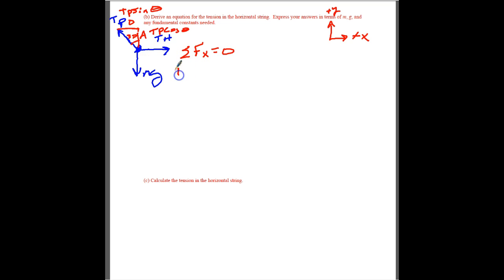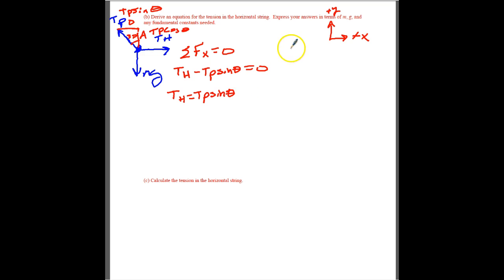Let's look at the sum of the forces in the x direction. We know those are 0. Going to the right, we have TH, that's the horizontal string. And then going to the left is not TP, remember, that's up to the left. It's TP sine of the angle. So minus TP times the sine of the angle, and that's equal to 0. So the tension in the horizontal string is equal to TP times the sine of the angle.